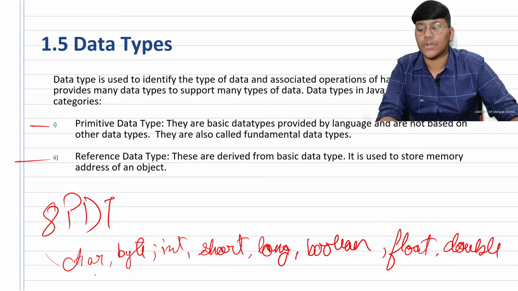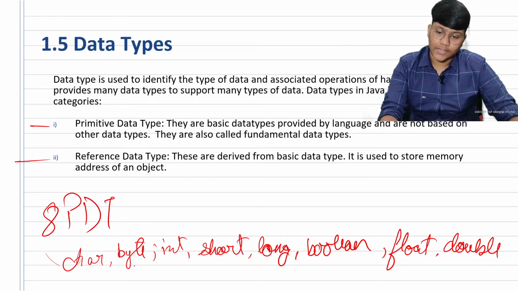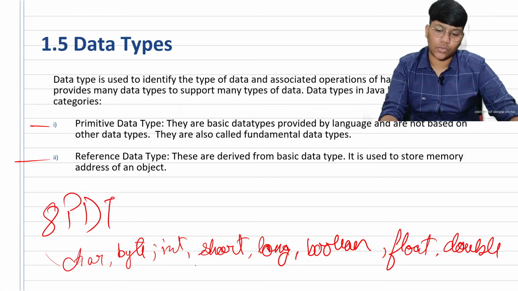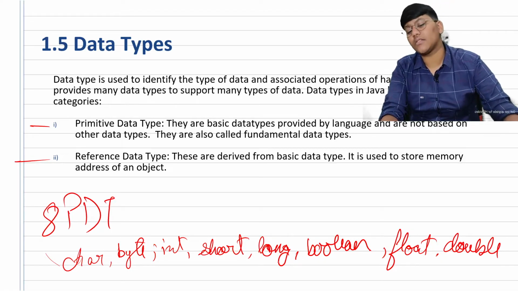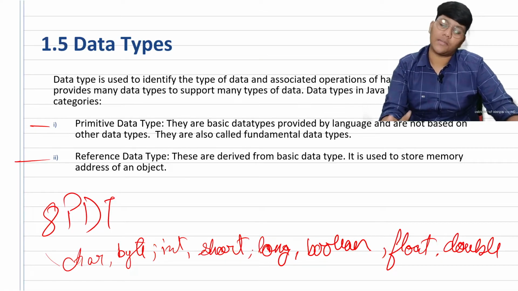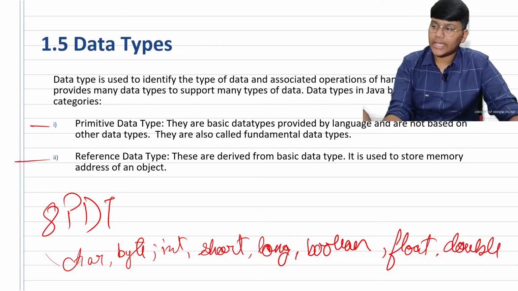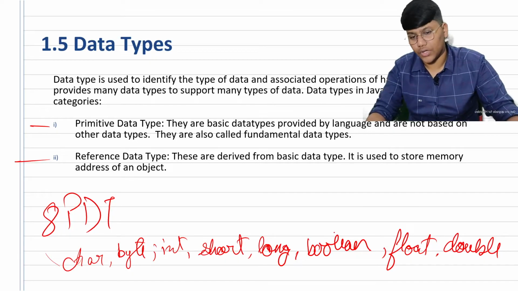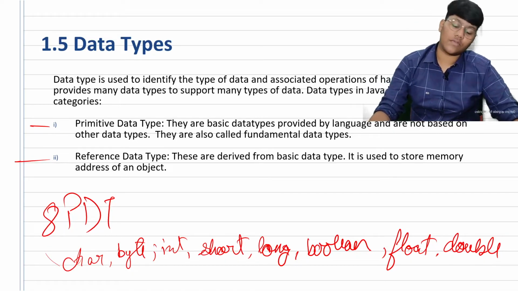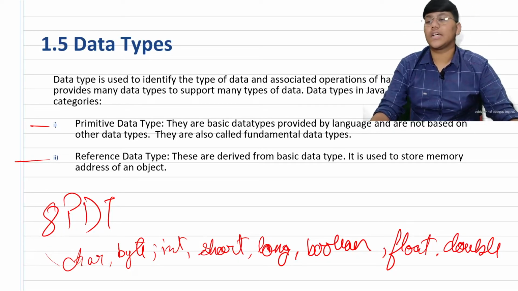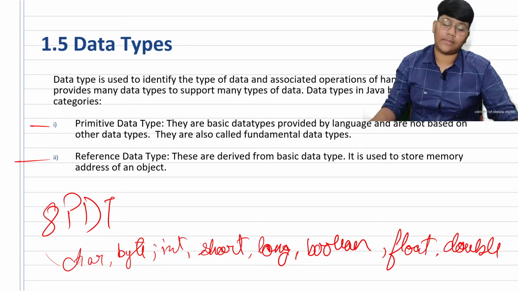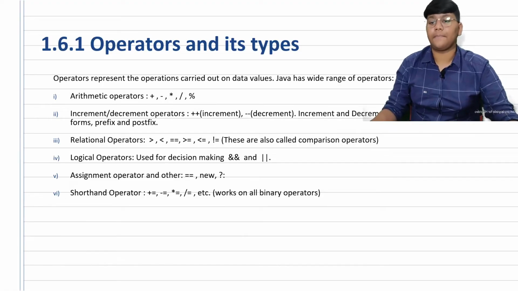Char is used to store a character. Byte, int, short and long are used to store whole numbers, but they have different ranges of data that they can store. Boolean stores a true value or a false value. Float stores numbers with decimals. Double also stores numbers with decimals.